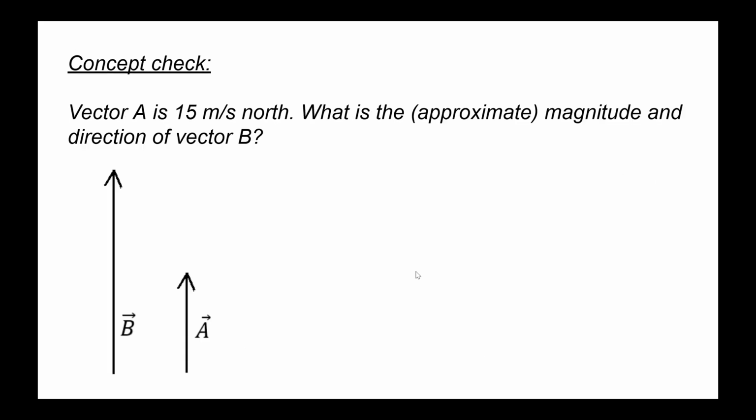If I ask you a question like this, vector A is 15 meters per second north. What is the approximate magnitude and direction of vector B? Well, you could look at this and say, vector B looks like it's maybe twice as tall as vector A, so I would probably say 30 meters per second north. And since the lines are parallel, that's where I got my north direction from, because it's also pointed up.